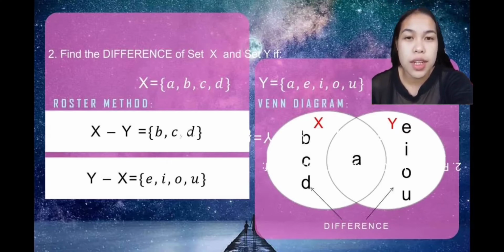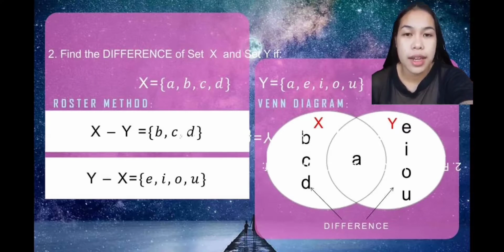Yung dalawang circle is called difference, while yung nag-overlapping is yung nagkapareho sa kanila.